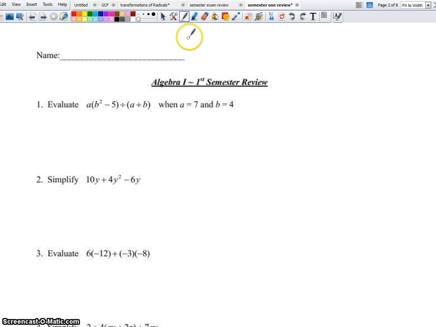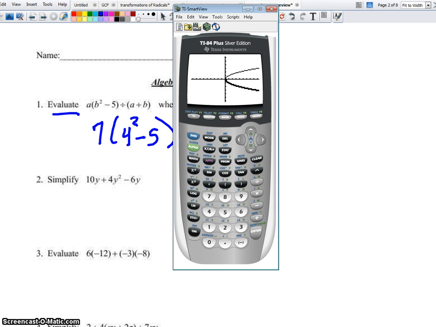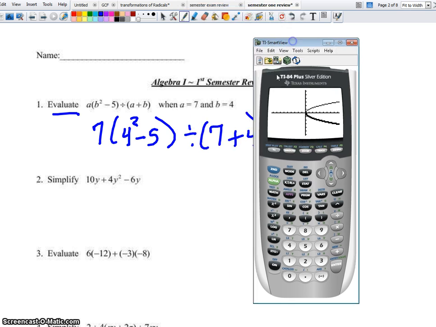Okay, this is Algebra 1, and this is a first semester review. Anytime it says to evaluate, it means you're putting numbers in for the letters and you're solving. So instead of an A, we have 7 times, instead of a B, we have (4 squared minus 5), divided by (7 plus 4). You would just take your calculator and you would put it in exactly like it looks.